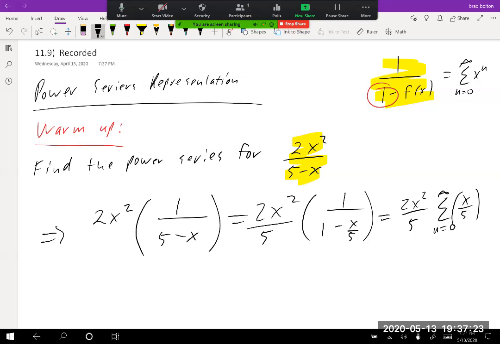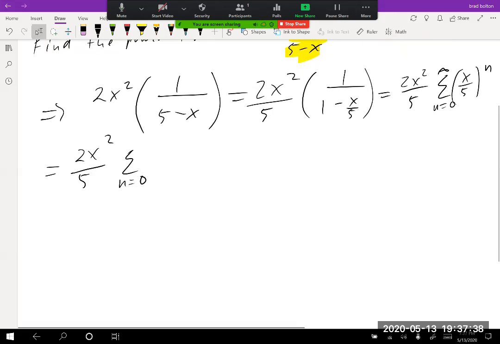Okay, so 2x squared over 5 times x over 5 to the n, okay? So now this is really 2x squared over 5 times the series n equals 0 to infinity of x to the n over 5 to the n, okay? Now in our course, we're not going to be allowed to leave an x squared out there. You'll have to see what the homework allows you, as some problems might be more picky than others, but I definitely do not want you to keep a variable or an n outside of your summation, outside of your series notation.